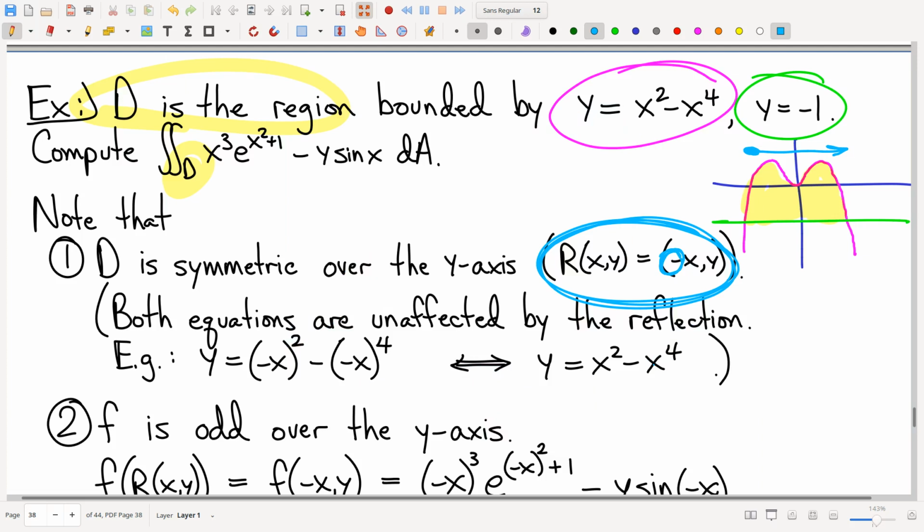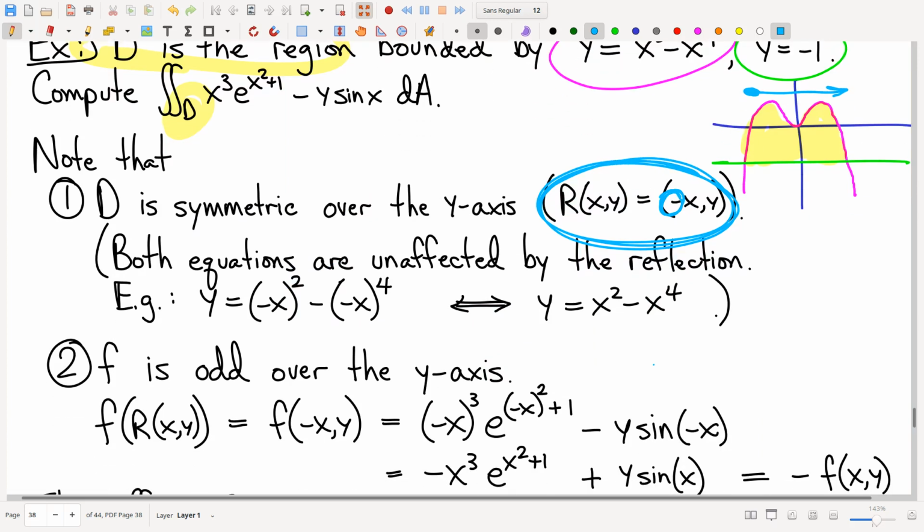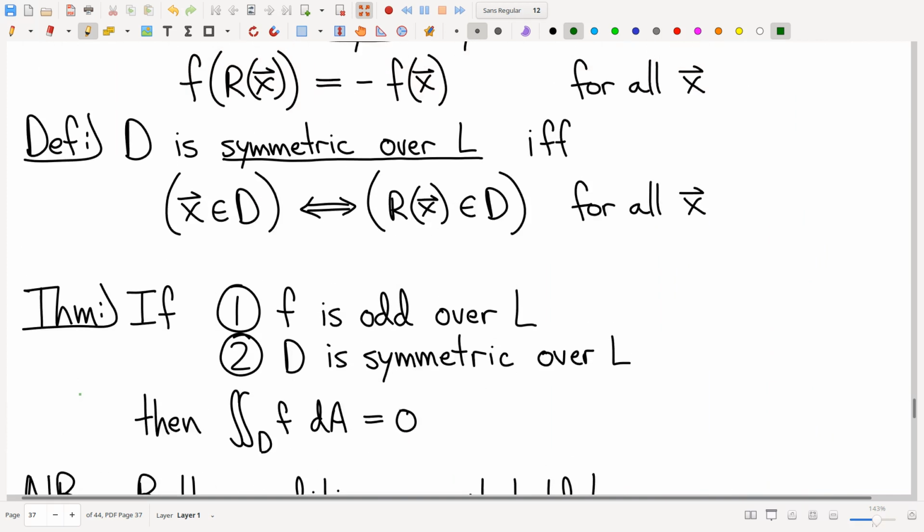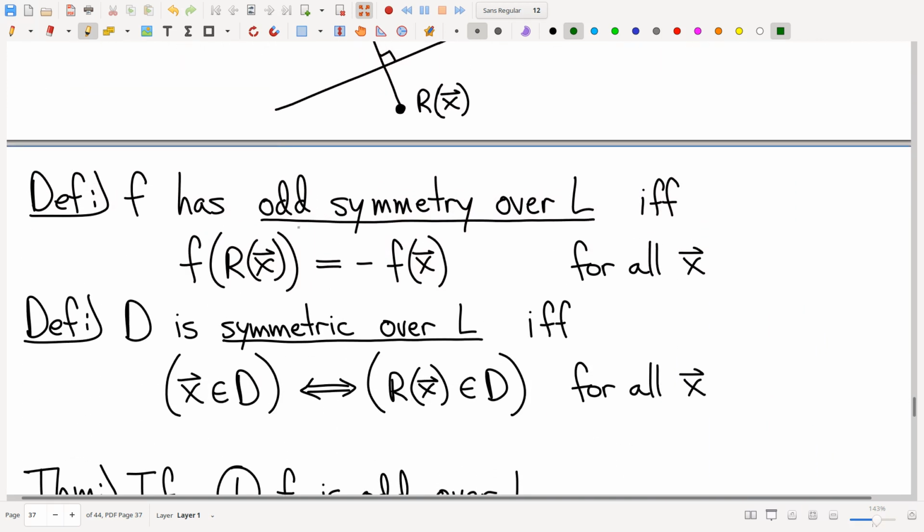So now we've talked about the domain. Let's talk about the integrand. This is a pretty weird looking integrand that I've got here. I need to know whether this integrand is odd. Reminder, how do we decide if an integrand is odd? Well, here's our definition of odd symmetry. You establish odd symmetry by plugging in the reflection and making sure that what you get is the negative of the original value of the function. Right? So we're going to literally straight up do that.